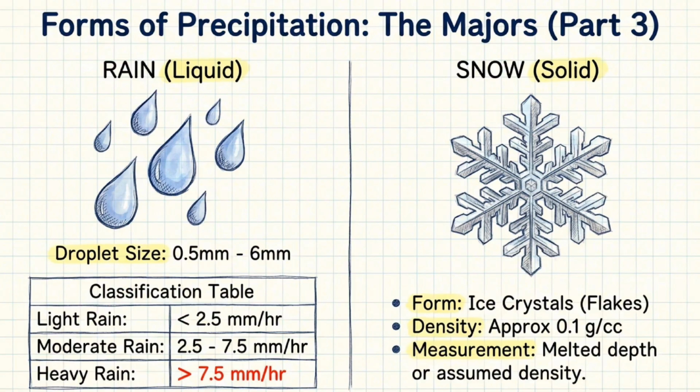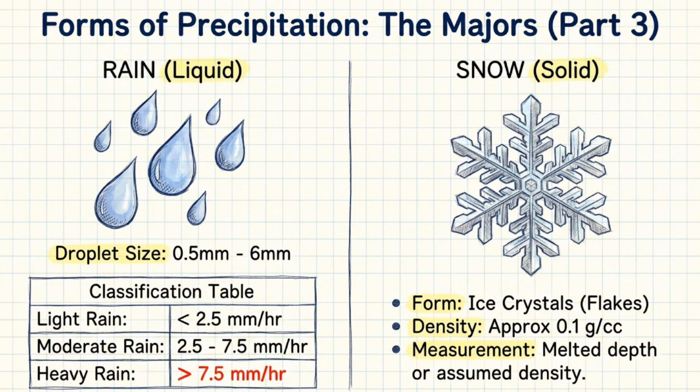Precipitation mainly occurs in two forms, rain and snow. Rain is liquid precipitation where water droplets fall from clouds, usually having a size between 0.5 mm and 6 mm. Based on rainfall intensity, rain is classified as light rain when the intensity is less than 2.5 mm per hour. Moderate rain occurs when rainfall intensity is between 2.5 and 7.5 mm per hour. Heavy rainfall occurs when rainfall intensity is greater than 7.5 mm per hour.